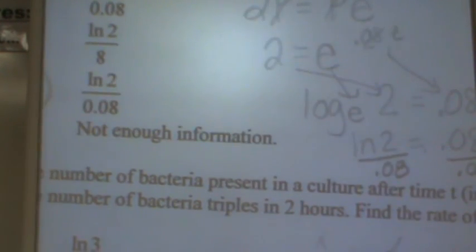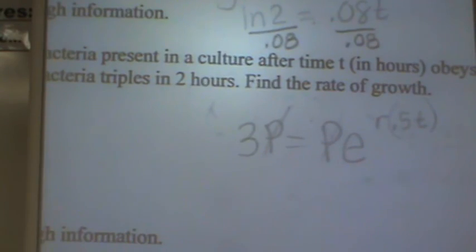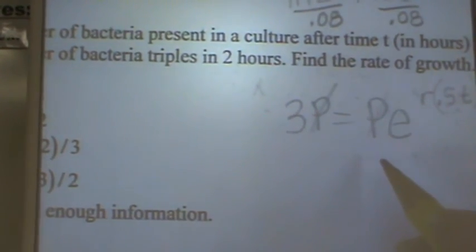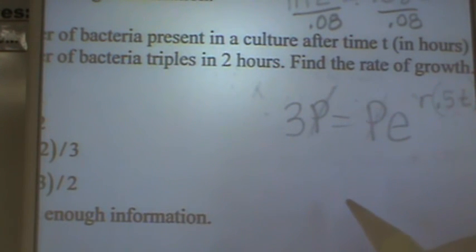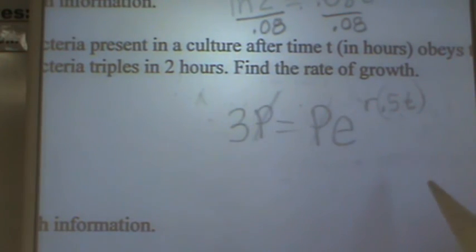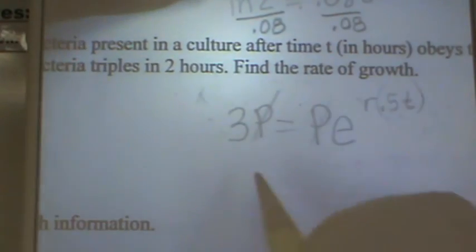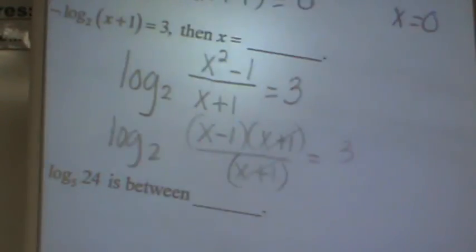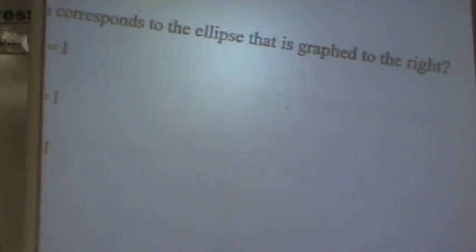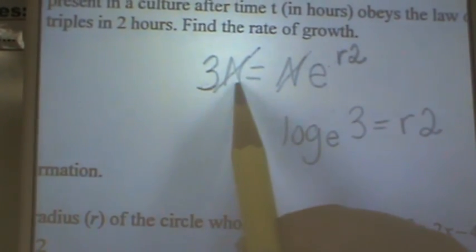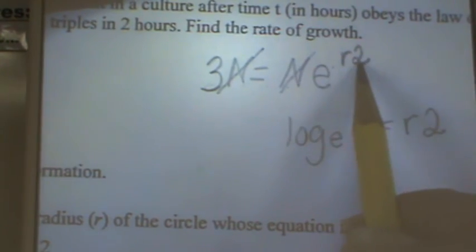Number 82. This is the same as the continuous formula, the one above, but we have bacteria and it's going to triple in 2 hours. So for this one, it's 3P. You could use 3P, I use 3N. 3N equals N times e, it's going to triple.